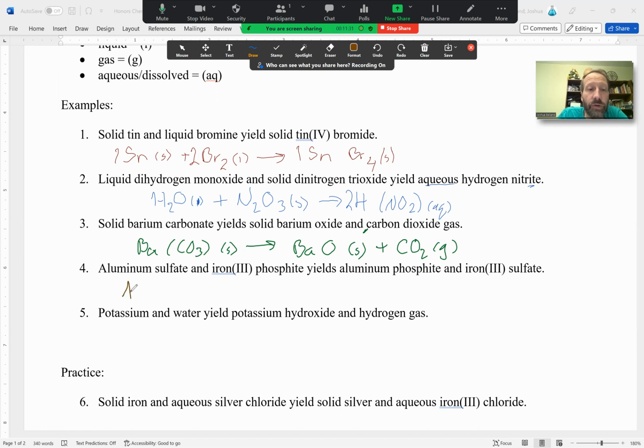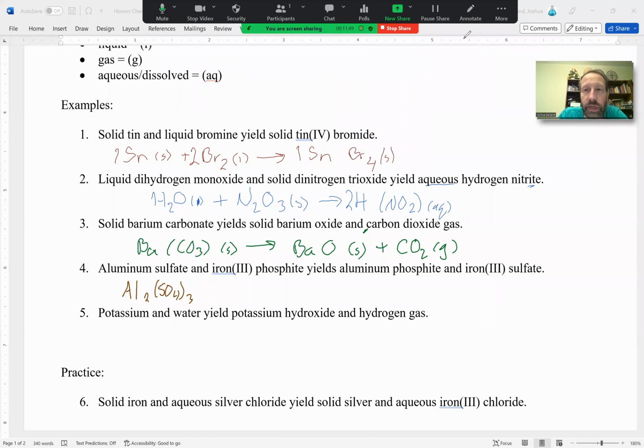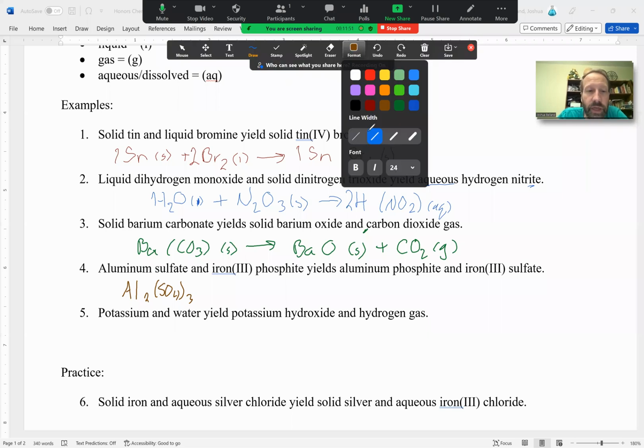Aluminum sulfate: aluminum is Al, it's a +3 because it's in group 3A. Sulfate, you look it up, it's an SO4 with a -2. So I'm going to crisscross 2 there, 3 there. How did I know to crisscross? Because it started with a metal. And when it starts with a metal, you always crisscross. I can promise that.